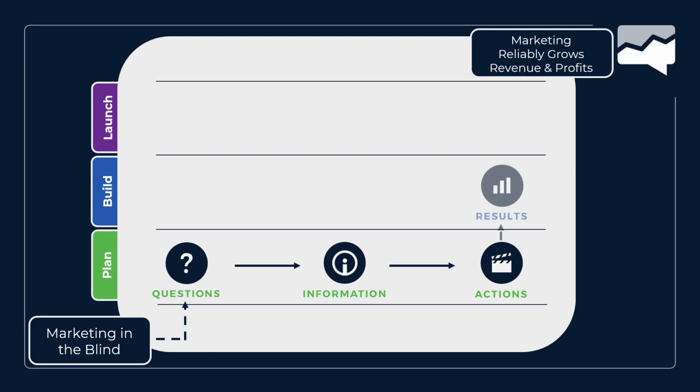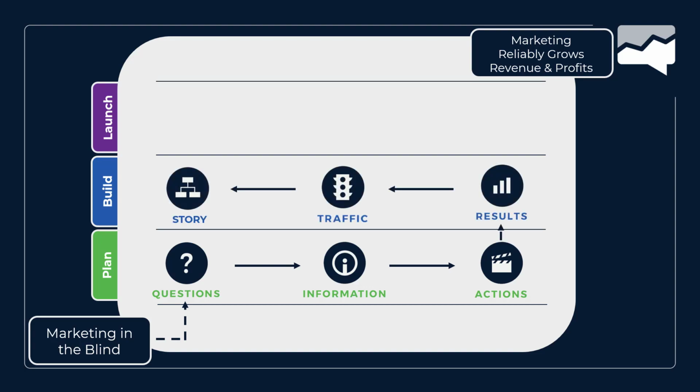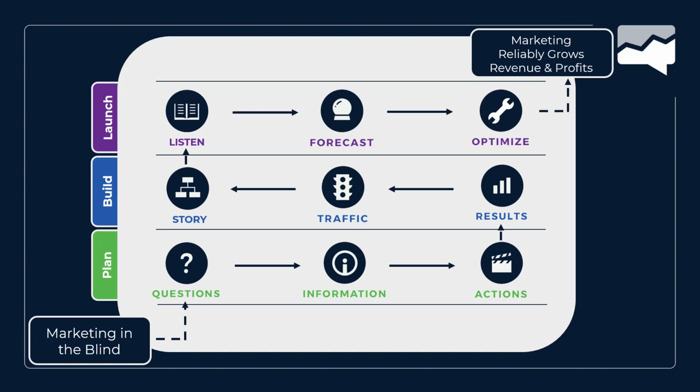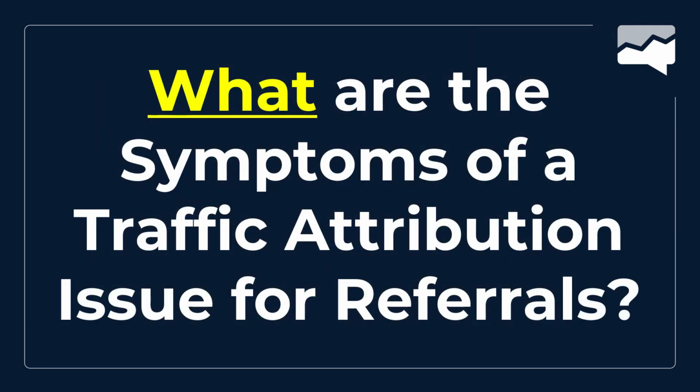Then you move on to the build where you get results, traffic, and story to make sure, again, you're putting all the pieces together in the proper way so you can listen, forecast, and optimize. Then guess what? You're going to do the whole thing over and over again as you continue to level up and grow your measurement marketing skills. And that, again, is the measurement marketing framework. So let's jump into our topic that we're talking about today. What are the symptoms of a traffic attribution issue for referrals?